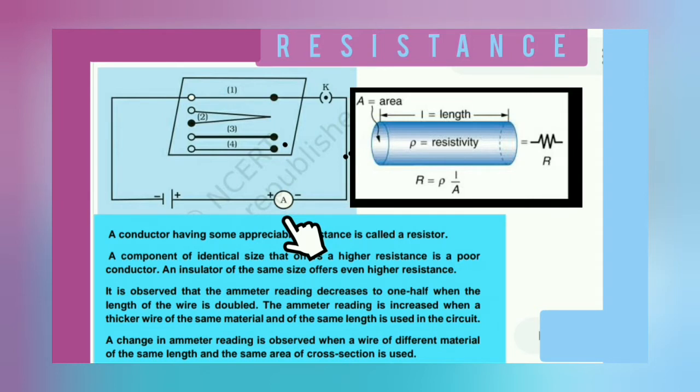less. So we can see here that the resistance of the conductor is directly proportional to the length of the conductor, and the resistance of the conductor is inversely proportional to the area of cross section. As the area increases, the resistance decreases. As the length increases, the resistance increases.